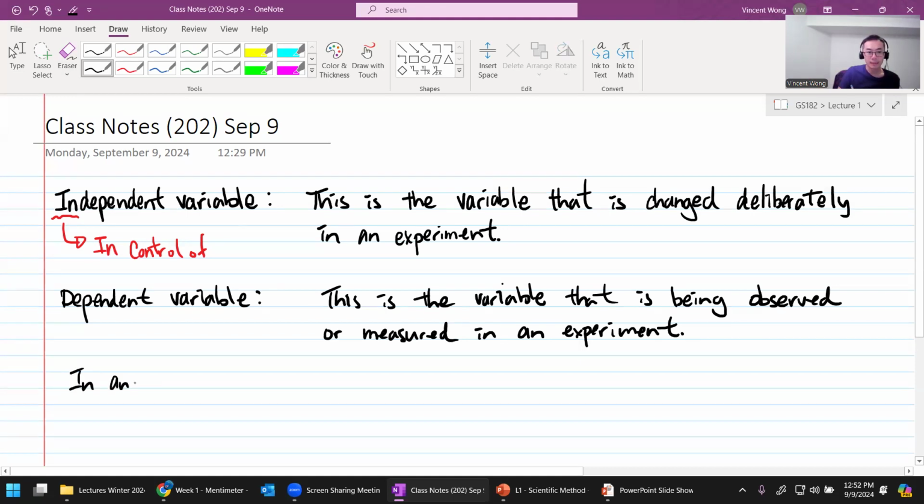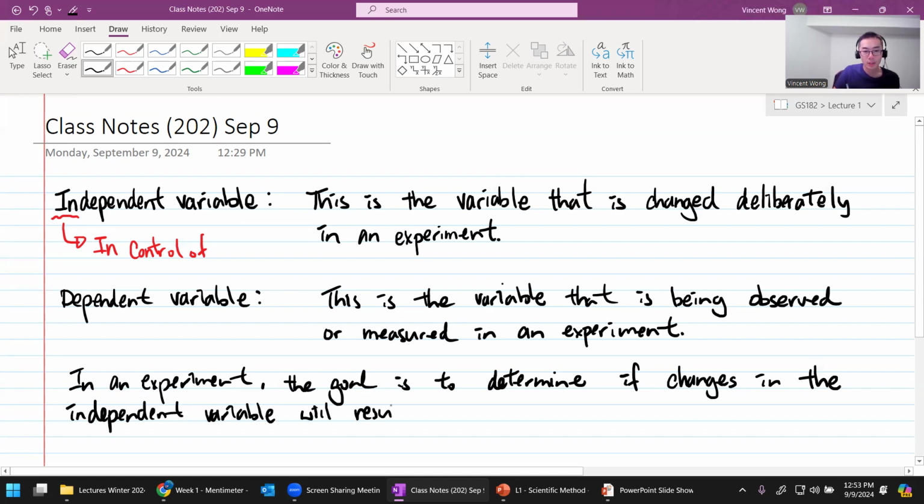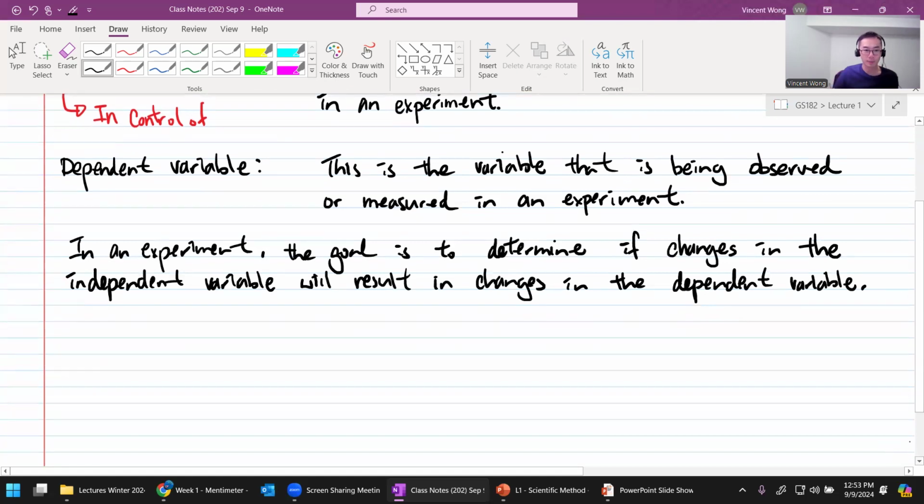So in an experiment, the goal is to determine if changes in the independent variable will result in changes in the dependent variable. That's the purpose of each experiment.